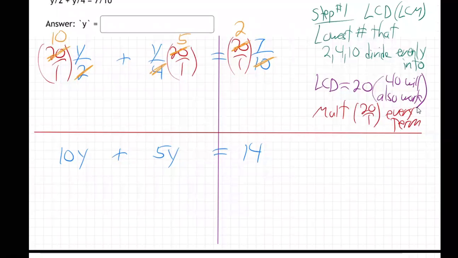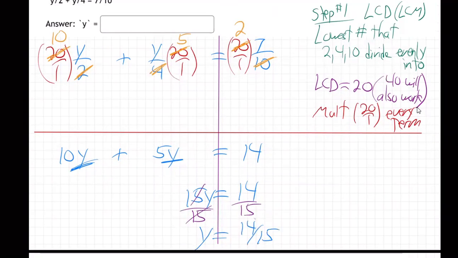You could do it from here. You don't need any coaching. I'll finish it up. It'll be easy for you. We're just going to add these, aren't we? This is just going to be 15y is 14, right? 10y plus 5y. Last step, you know it. Divide by the 15. Boom, boom. y is alone. It's 14 over 15.